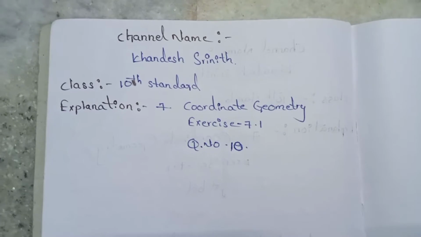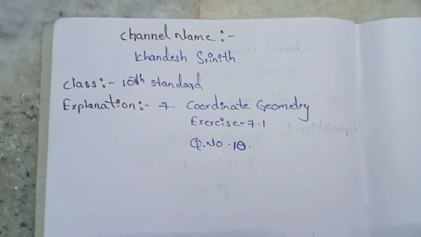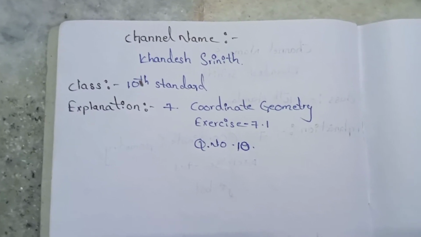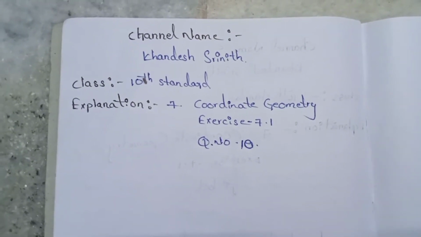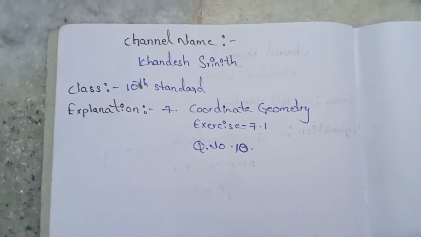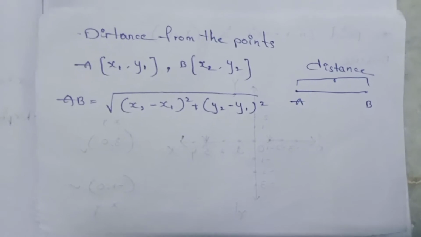In this session I am going to explain the 7th chapter, coordinate geometry, exercise 7.1, question number 10. Before starting exercise 7.1, you need to learn some formula, then only will you be capable of doing exercise 7.1. Here, the distance between points.